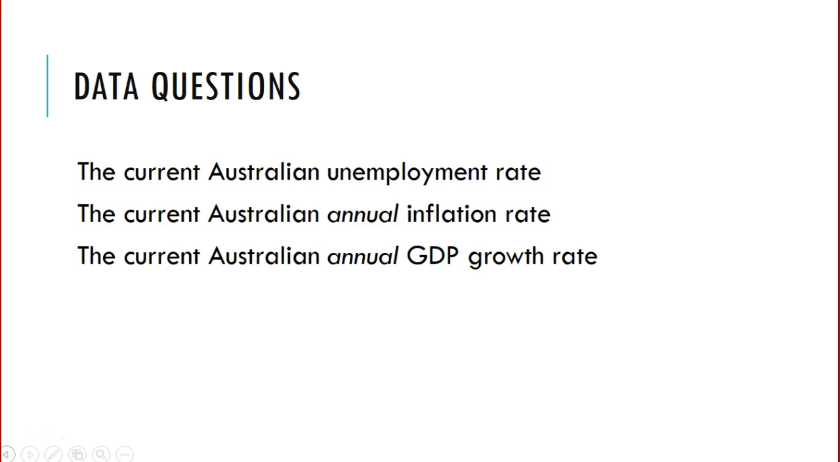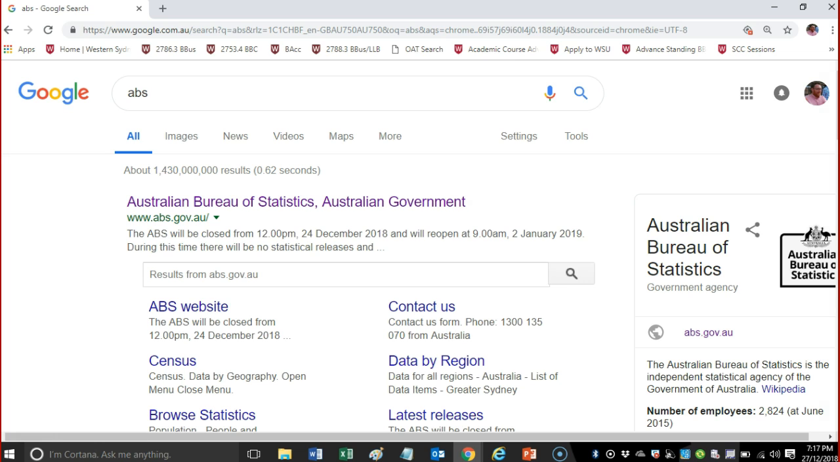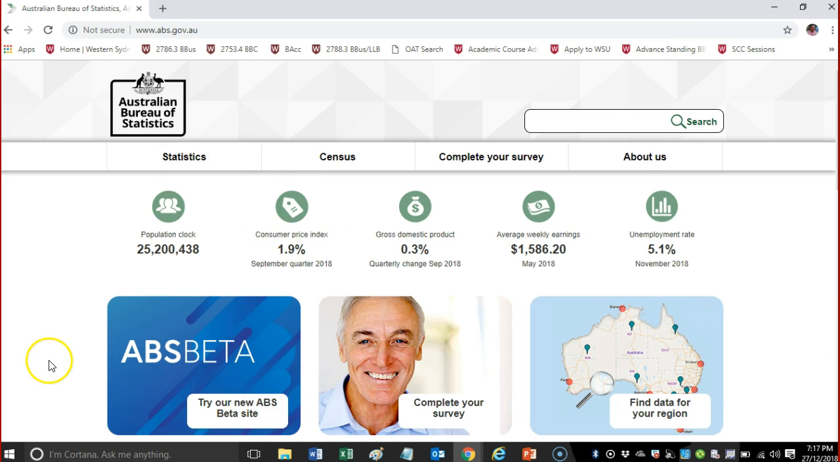The first few questions are simply data questions, and the purpose is to get you to figure out how to find economic indicators, and also to help you realize that it's best to go to the source that I'm going to show you, which is the Australian Bureau of Statistics. So all you need to do is to Google ABS, and the first link that will come up is the Australian Bureau of Statistics. Now if we click on that link, it takes us here.